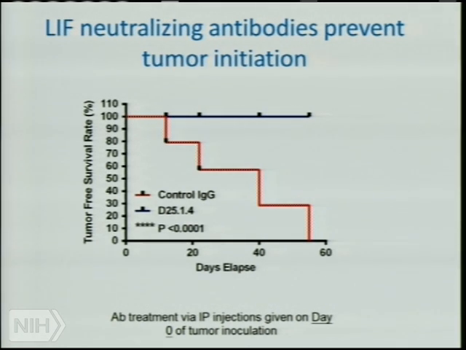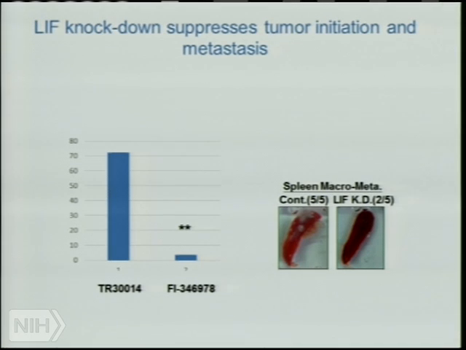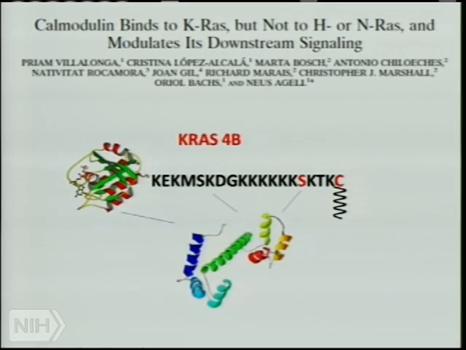Neutralizing LIF makes them less stem-like and therefore more susceptible to drug treatment. So neutralizing LIF makes pancreatic tumor cells sensitive to gemcitabine. I think it's shown here. Oh, maybe not. Okay.